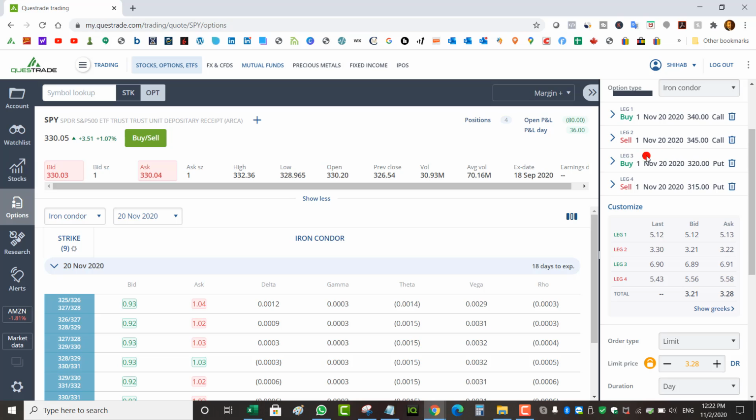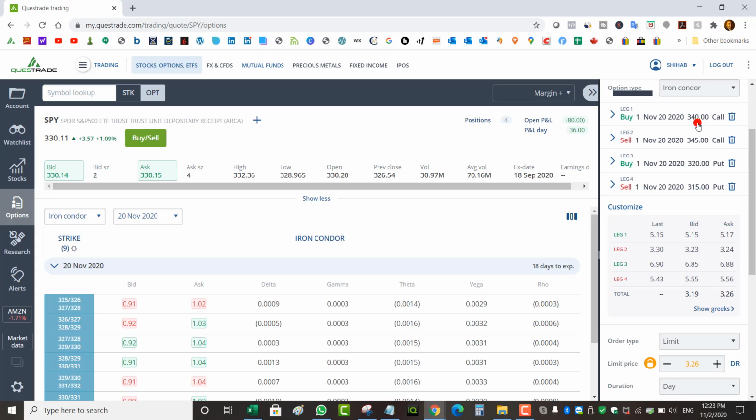For this trade to win, my assumption is that SPY by November 20th will either be above 345 or below 315. By buying this iron condor, I assume that SPY is going to make a big movement, but I don't know which direction. That's why I'm buying both sides. I know it's going to move hard. So by buying this iron condor, I start making money if SPY, come November 20th, come expiry, is trading above 345 or below 315.